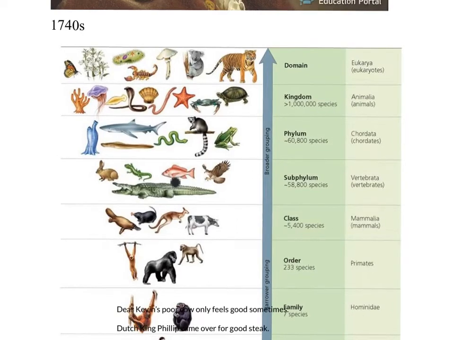The first thing that you get to is called domain. Now, when I was your age in school, we didn't learn domain. Like, it didn't exist. They added it later. So the domain is really, really broad. That's the first, they call it a taxa, or the first level of organization. So the first level of organization, domain, is going to be the broadest one. It's going to include the most creatures. So it's the least narrowed down here.